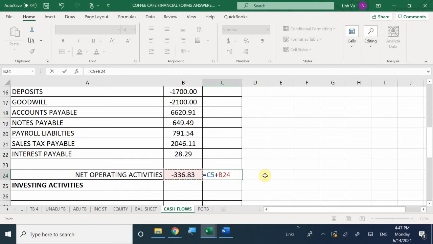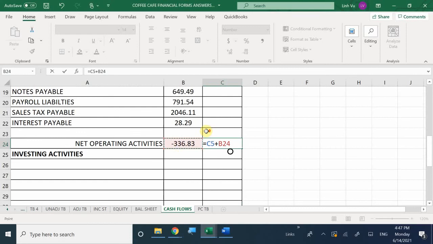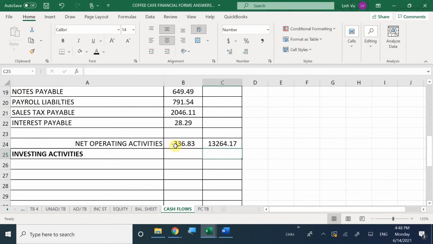So in order to solve for your net operating activities, we're going to take your total net income, and you're going to subtract out your 336.83. In this case, because it showed up as a negative, I'm just going to add those two values together to get a total net operating activities of 13,264.17. Okay? So that's just after all my operating activities that I've done so far. That's just the main core.